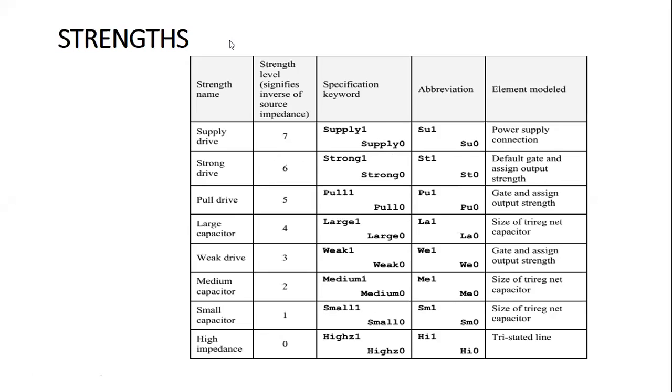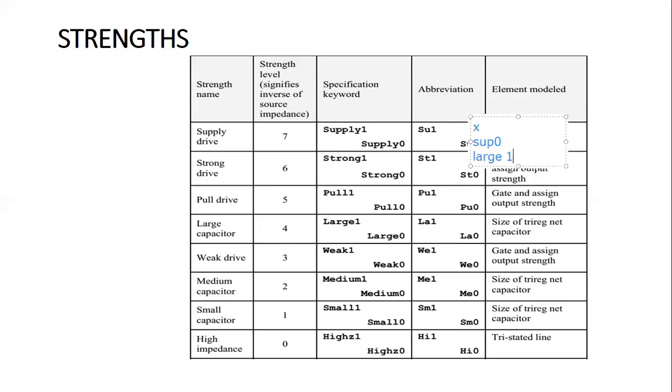Say, suppose I have a signal, I have a wire X. This X is having 2 inputs. One input is supply, the other input say weak or large I will take. Just for difference, I'll take large 1. See, I have X. X is driven by supply 0 and large 1. When you see this, supply has the highest strength.